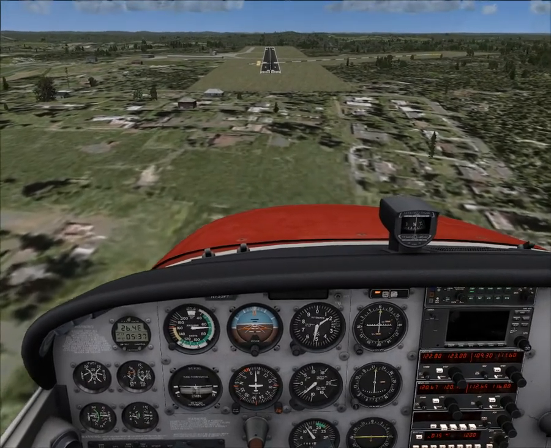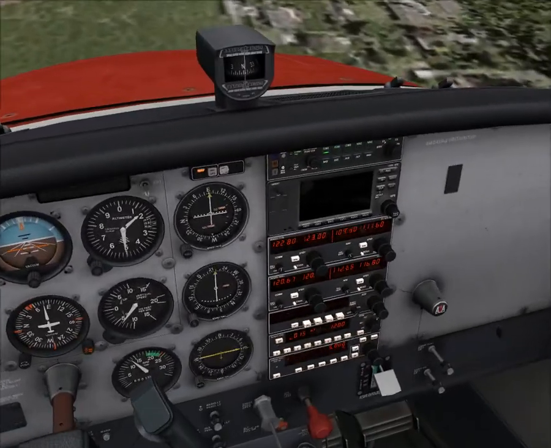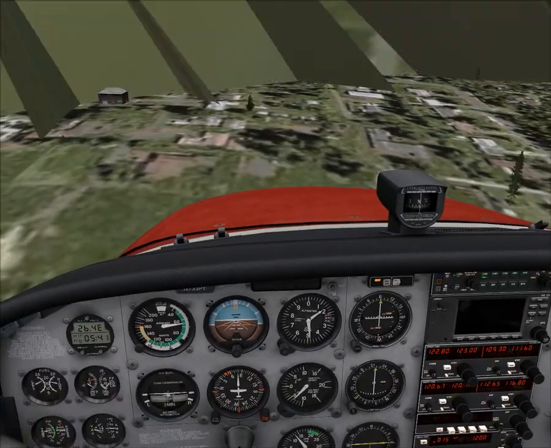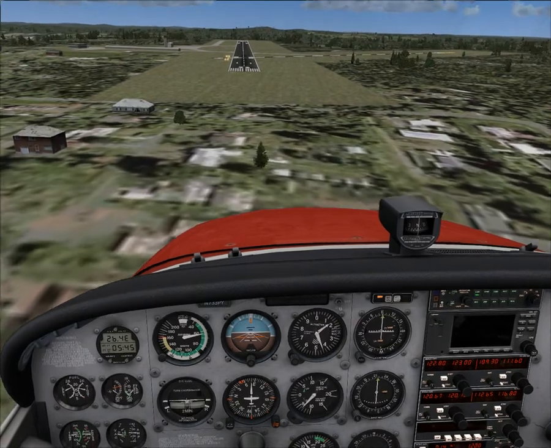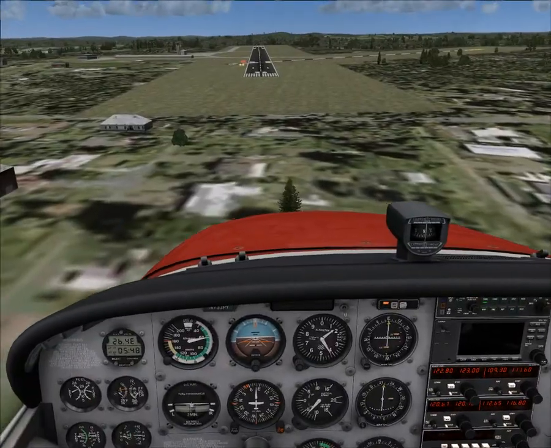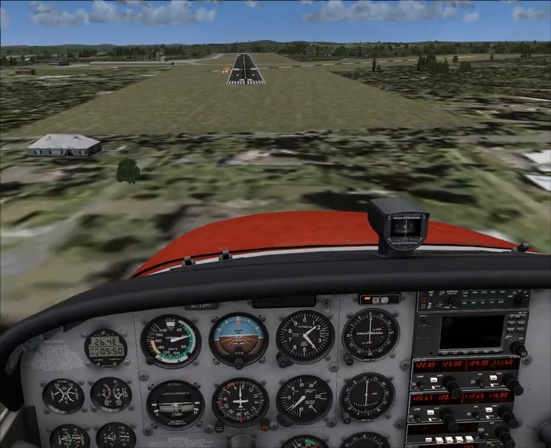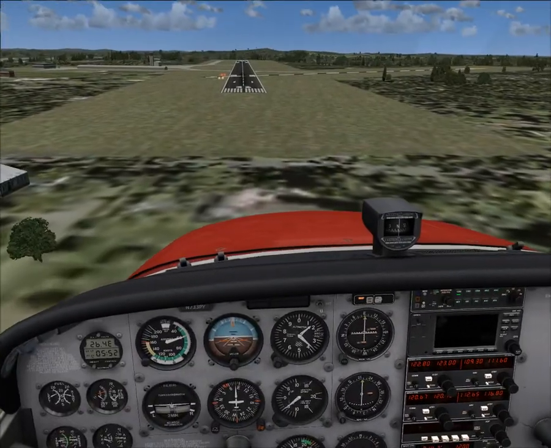Okay, so at this point, you typically want to be about 500 feet AGL on final. That's a good kind of rule of thumb. And I brought in the second notch on base, and now I've brought out the last notch of flaps, and I apologize again for the recorder not capturing that.